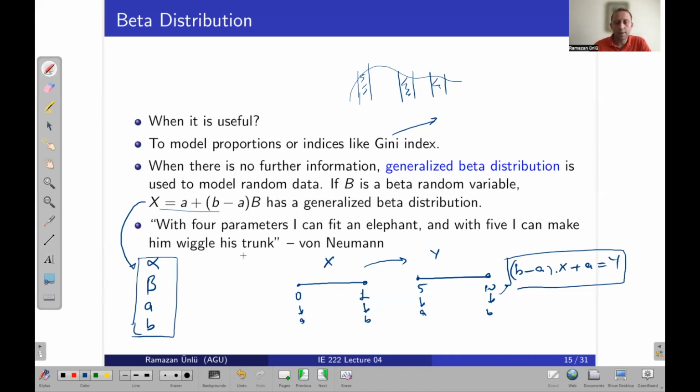Okay, so you have to deal with those 4 parameters. That's why there's a famous quote here: with 4 parameters I can fit an elephant, and with 5 I can make him wiggle his trunk. Okay, that was said by von Neumann. He is a famous mathematician.